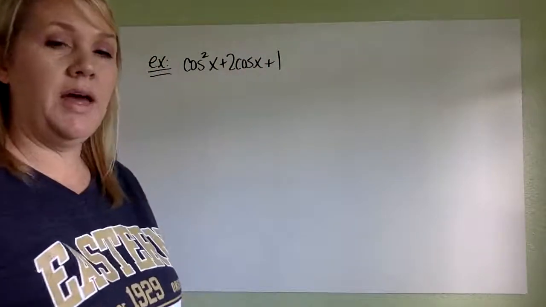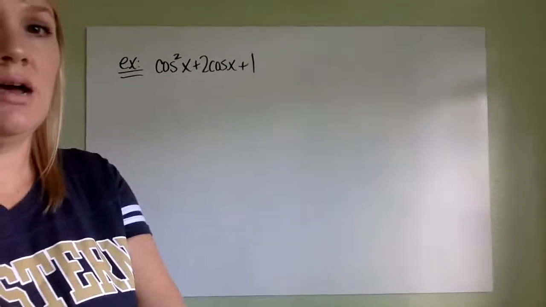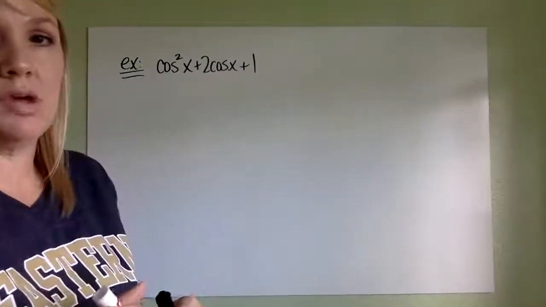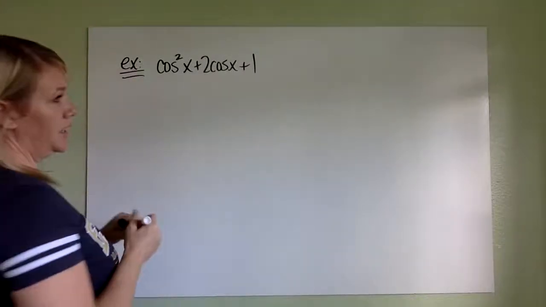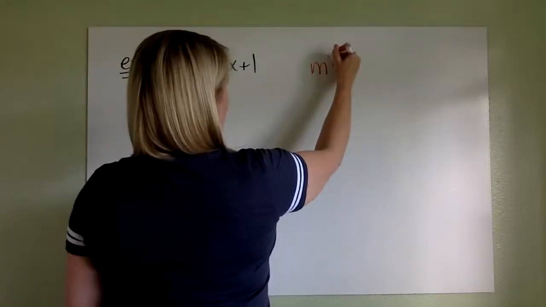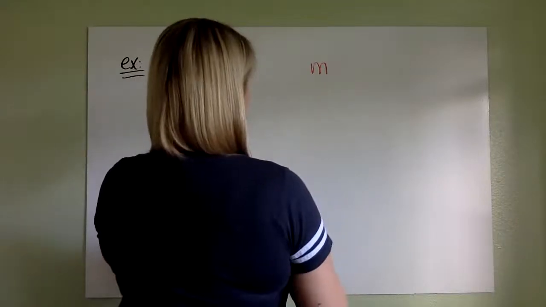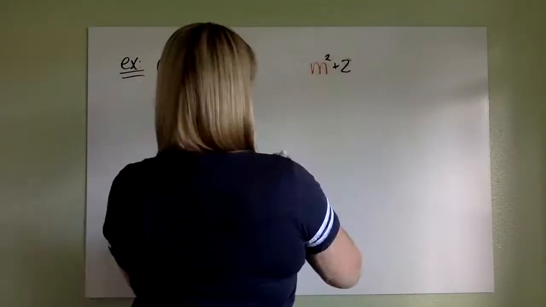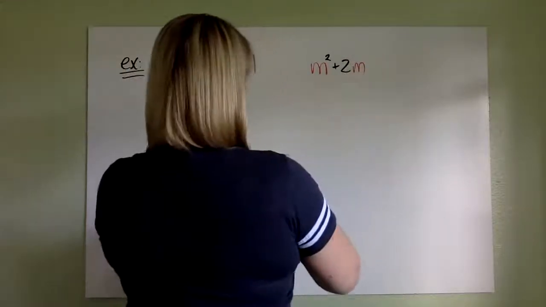you might think of that trig function, the cosine squared, as just a different variable. The cosine is a function, so the cosine of x squared in this case is the same as saying anything squared. So I'm going to pick a different variable. We're going to say it's m squared, and then we have plus 2m plus 1.